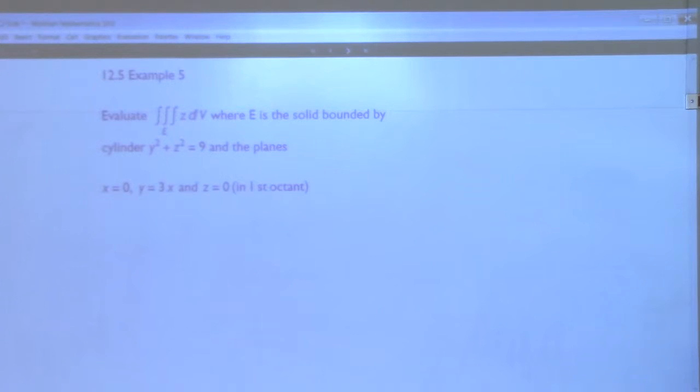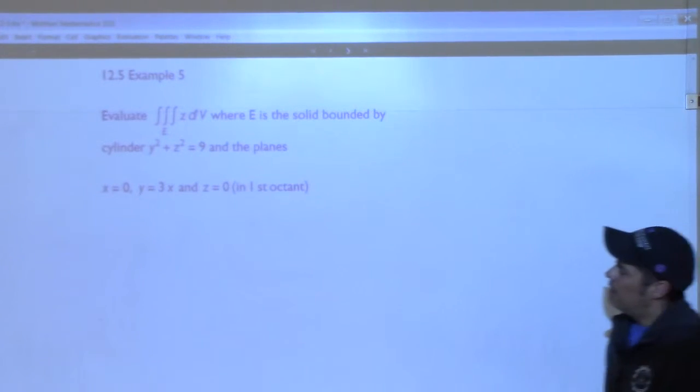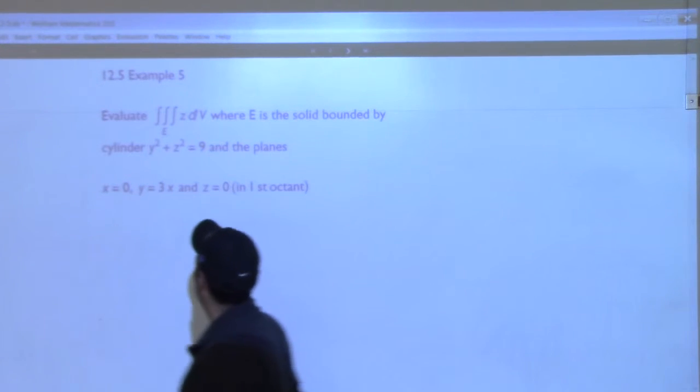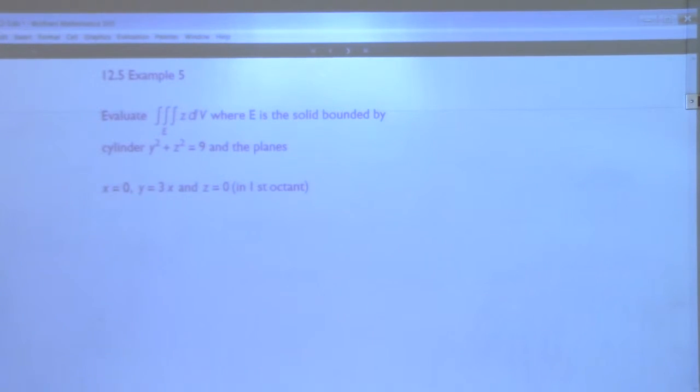Okay, have some time to kind of get an idea of what's being asked here. Triple integral over the solid E. We're integrating the function just z with respect to volume, where E is the solid bounded by the cylinder y squared plus z squared equals 9, and the planes x equals 0, y equals 3x, and z equals 0, all in the first octant.